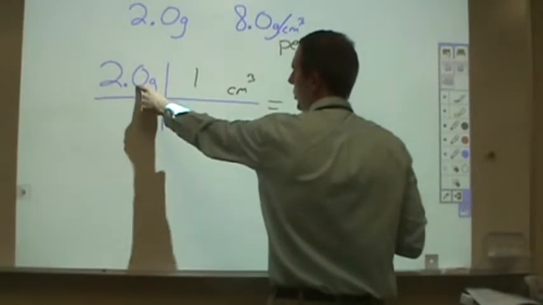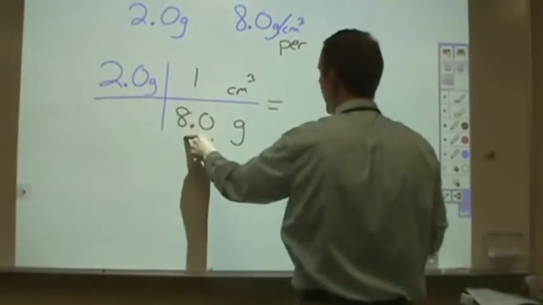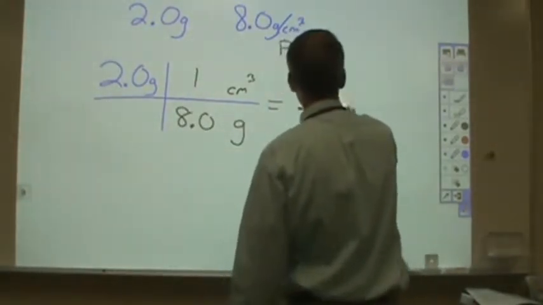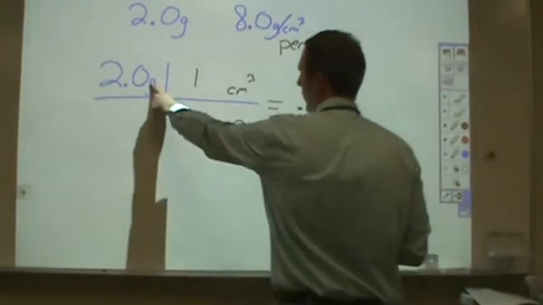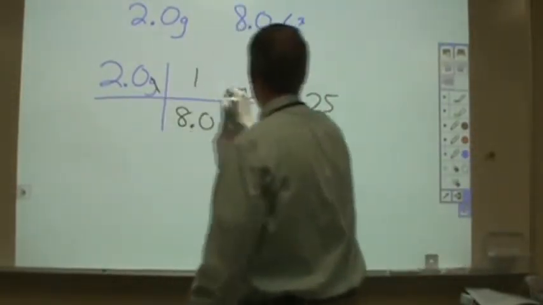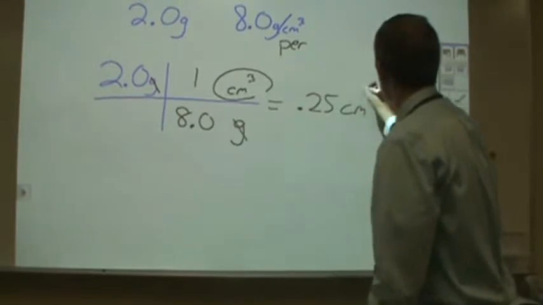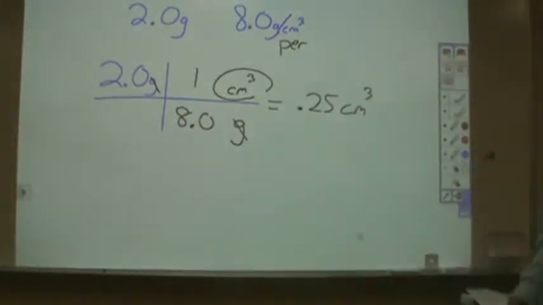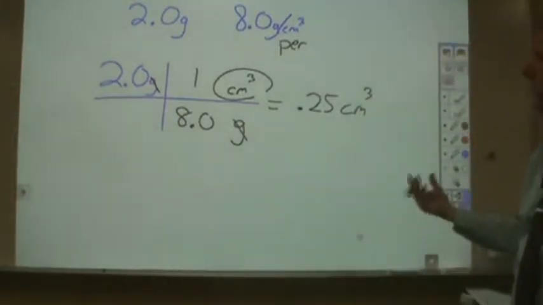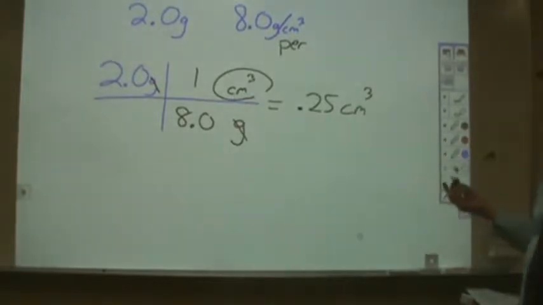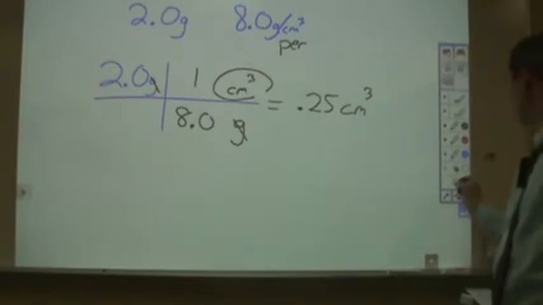Now, I have 2 times 1 divided by 8. That will come out to 0.25. And then my grams will cancel. And I'm left with cubic centimeters. And that would be my volume. I could have gotten the same result by doing a math problem, but this involves less thinking. Okay, I don't have to do any manipulations. I just, boom, plug, and I'm done.